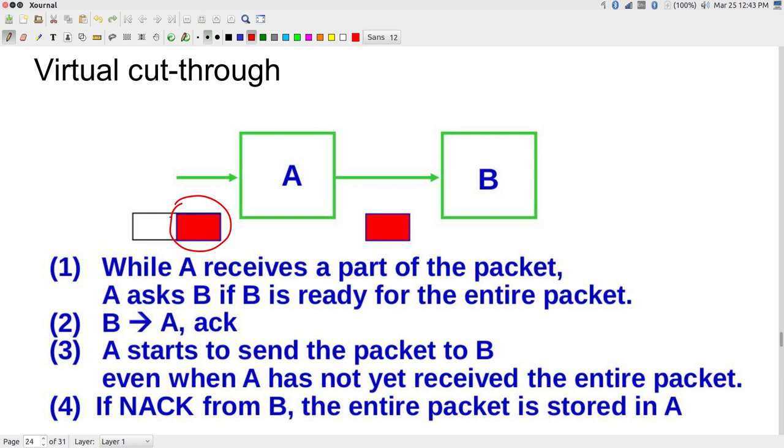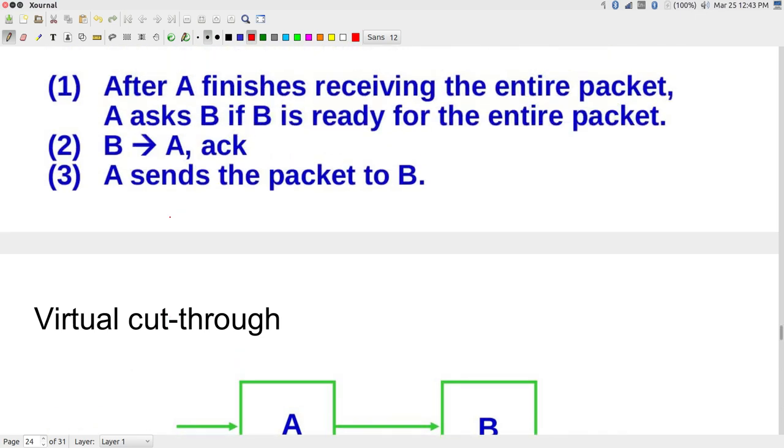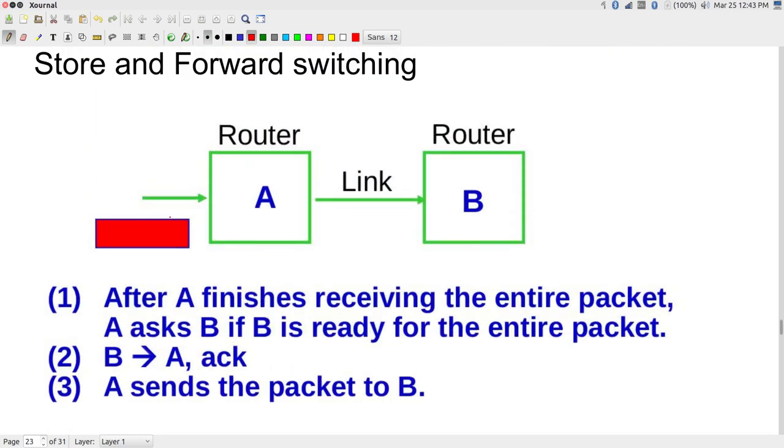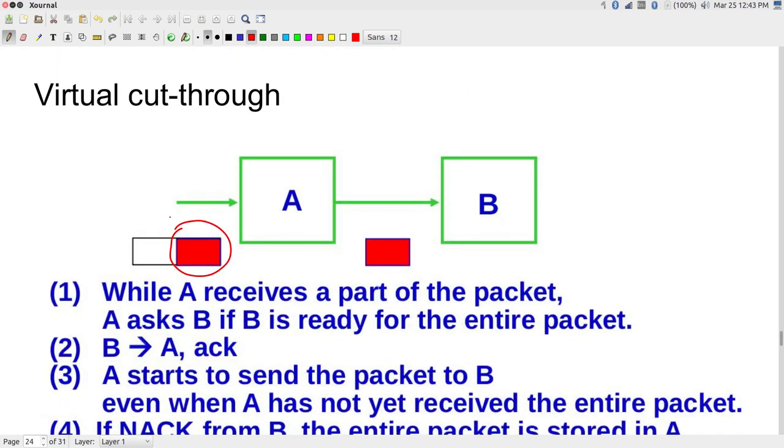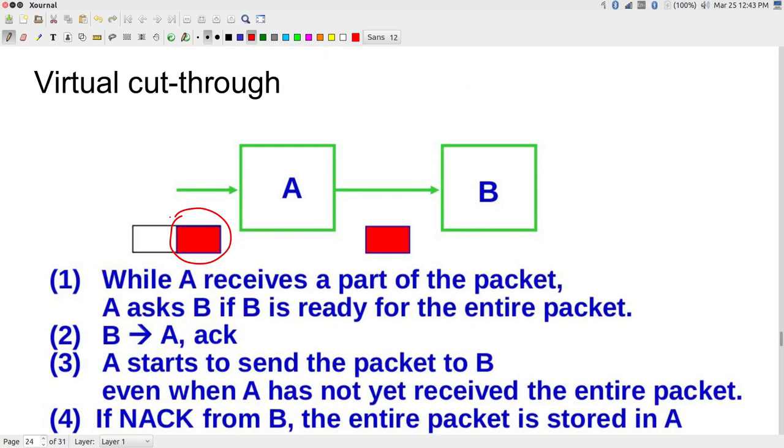Okay, so virtual cut through, the one thing it definitely reduces is the latency. Because what happened in the original case, store and forward, is the entire packet has to come to A, only then the transmission to B even starts. There's a huge latency involved. Whereas over here, as soon as the packet arrives, you start forwarding it. Okay, it reduces latency. It may not necessarily reduce storage so much, especially if you have to retransmit on negative acknowledgement.